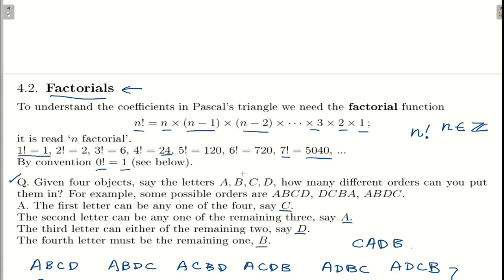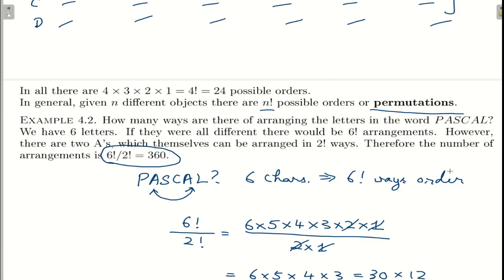So now we understand what factorial is, and how we use factorial to solve the question of this 4-character rearrangement or this word Pascal rearrangement. The arrangement of the letters or some group of items, we call this permutation.